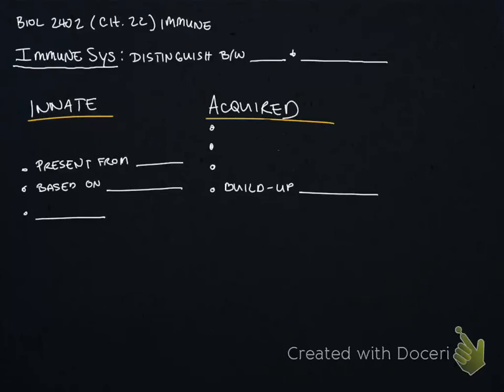Okay, so this video is over chapter 22, the immune system. The immune system distinguishes between self and non-self, and they split it up into the innate immune system and acquired immune system. But there is some overlap, some intermingling between the two.